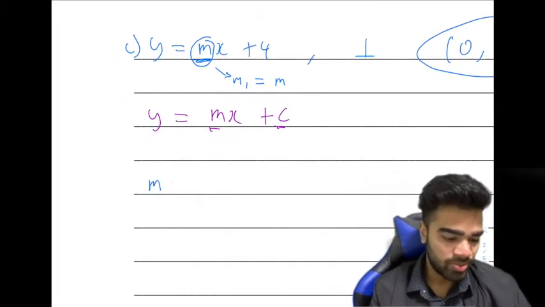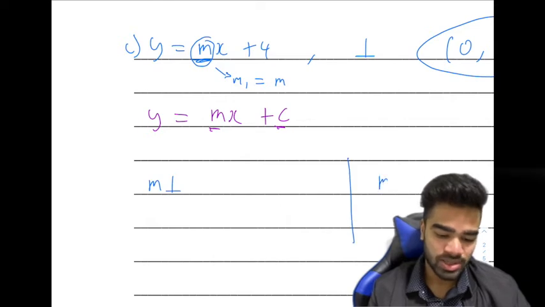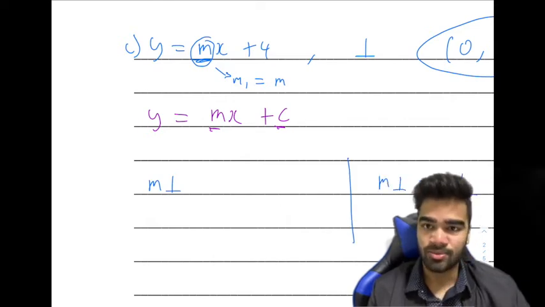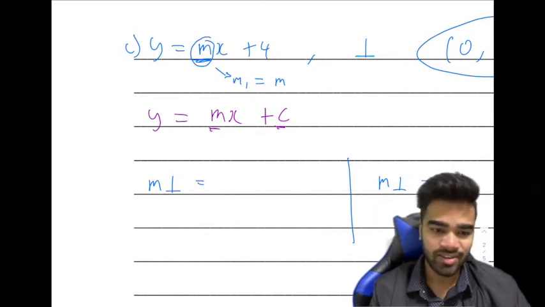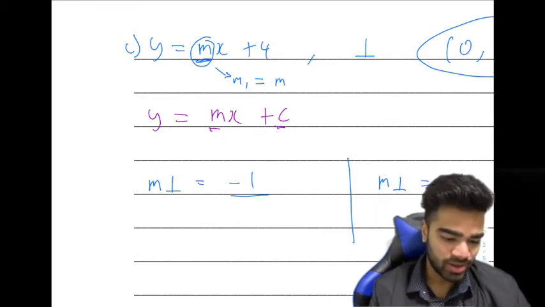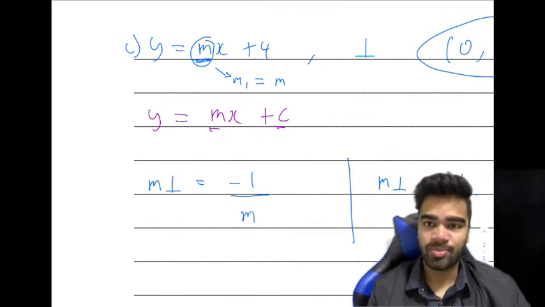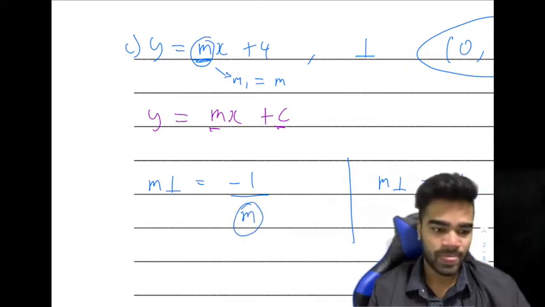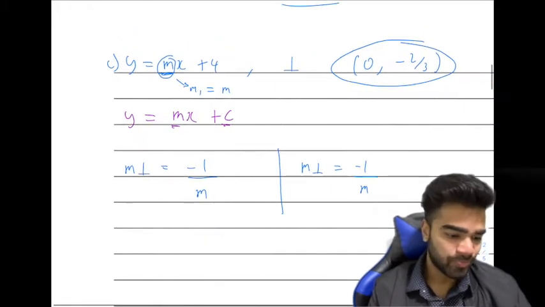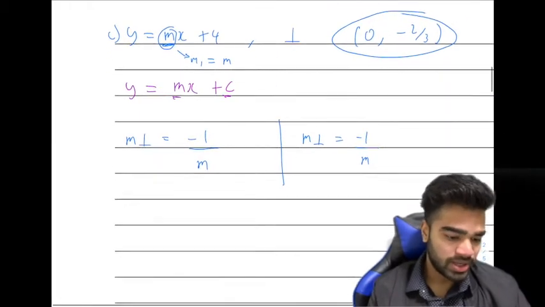So then what is the perpendicular gradient? Remember the formula: the perpendicular gradient is equal to -1 over whatever the original gradient was. It's literally that. So the perpendicular gradient is -1/m, where m is our gradient. So yes, you can have m in your perpendicular gradient. It's fine. So what is our perpendicular equation so far?